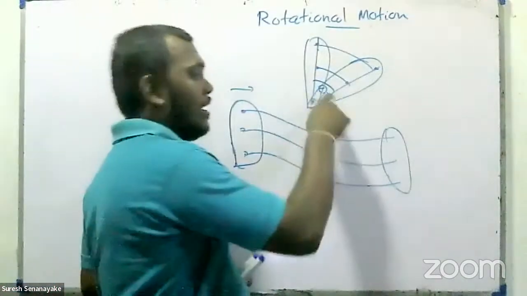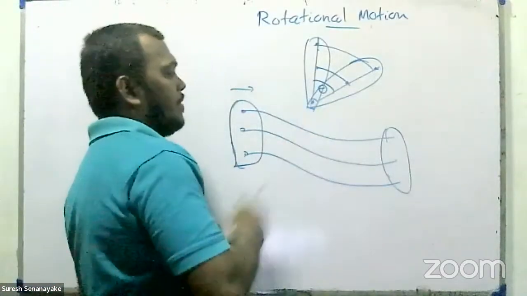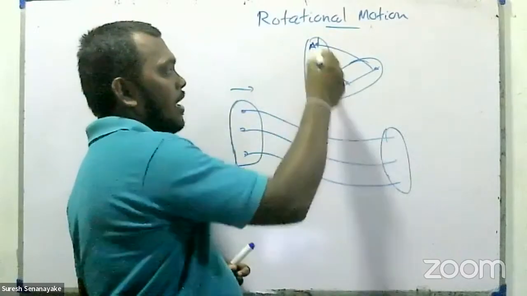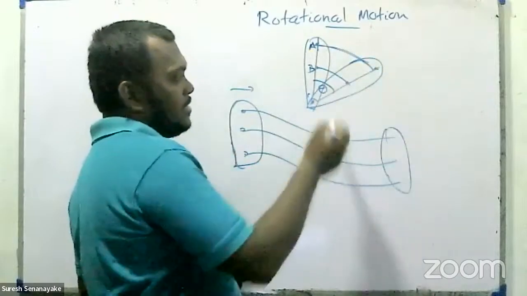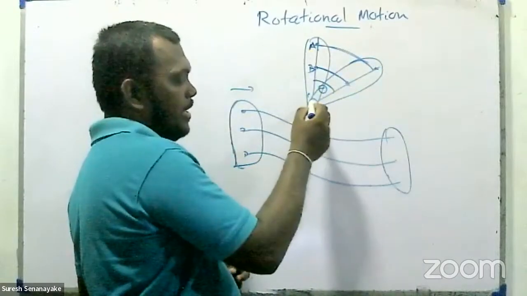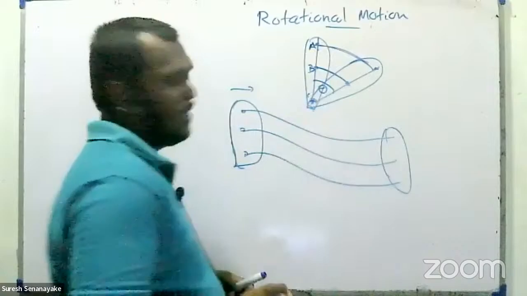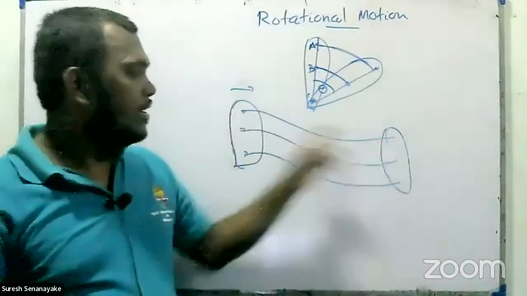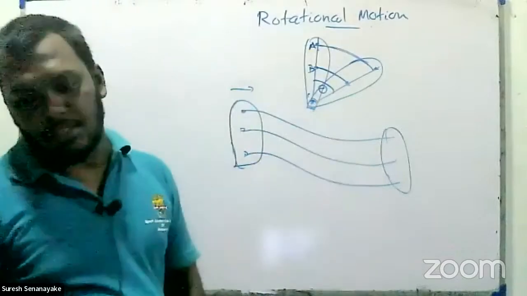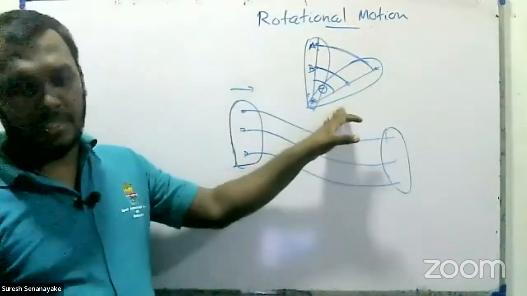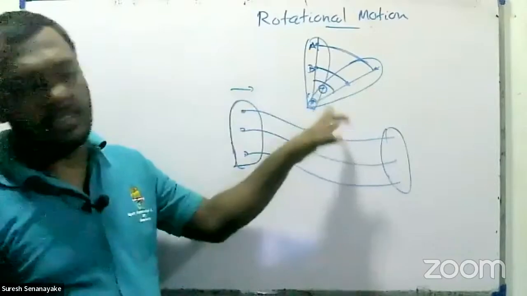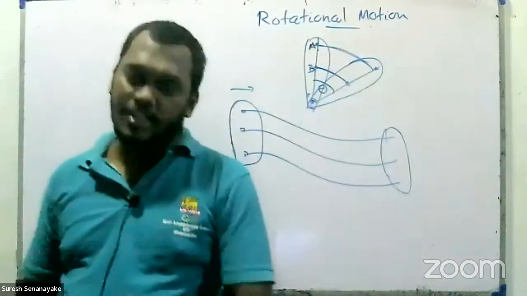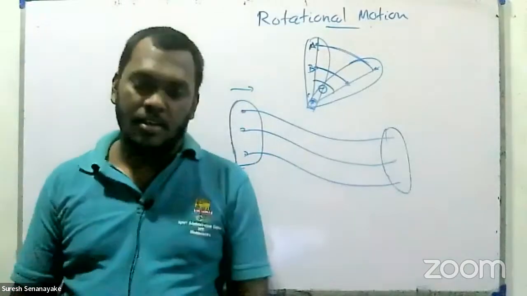Even though the angle is the same, we can see here different particles: this particle A here, B here, C here. A travels a larger distance than B. B is the middle, and A is not moving. So in translatory motion, all the particles travel the same distance. But in rotating motion, they make the same angle, but the distances traveled are different. That's the difference between rotational and translatory motion.